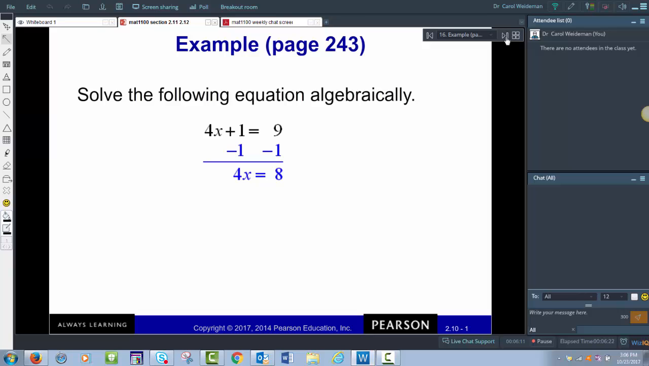I have 4x equals 8. Now I'm going to divide both sides by 4, and I get x equals 2. Check. So put x equals 2 back into the original equation. So 4 times 2 is 8, plus 1 is 9, and it checks.